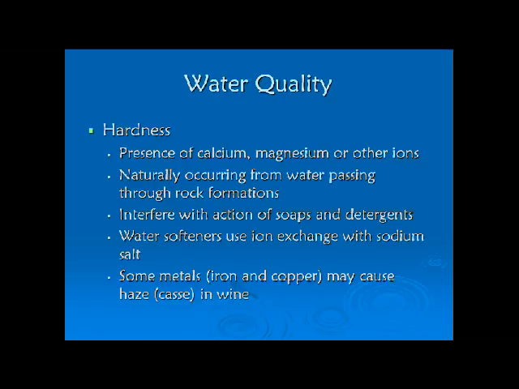There are water softeners available, and I think a lot of us may be familiar with these. They're found in a lot of homes, and they basically use an ion exchange column. They run the water through that and basically switch out the calcium or magnesium or whatever other ions are giving you the problems with sodium salt, which is basically table salt or something very similar.